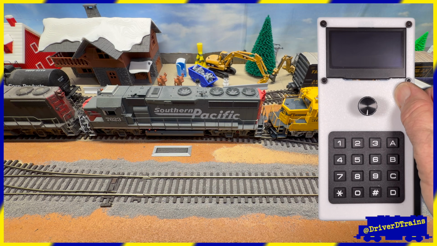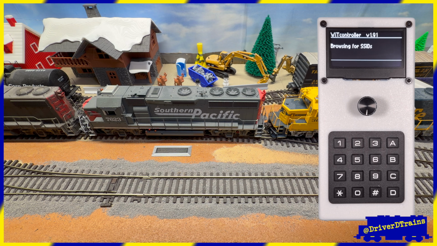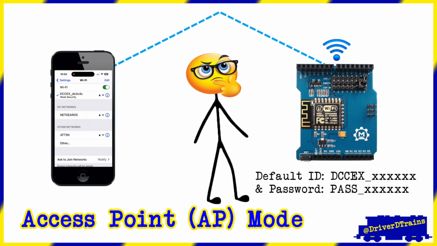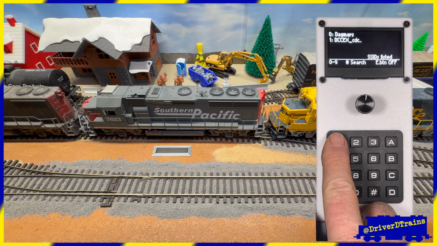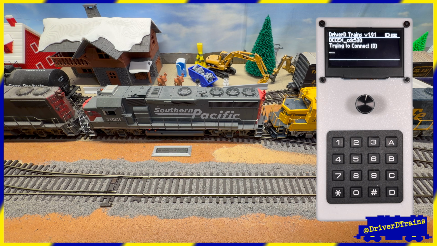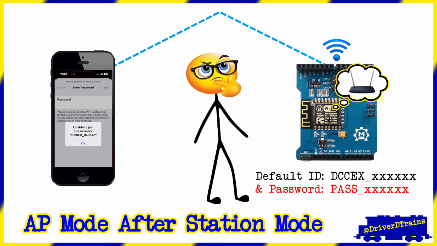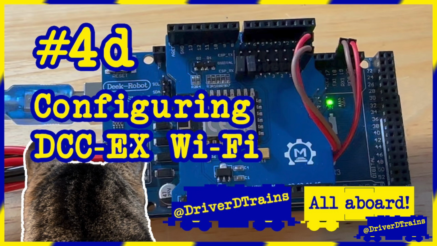When we first turn on the WiTController, it will search for available Wi-Fi networks and ask us which one we want to connect to. This could be either our home Wi-Fi network or our DCC-EX command station running in access point mode. If we are connecting to our command station in access point mode, the WiTController will try to guess its password. This may not always work if our command station is running in access point mode with our station mode password, as I described in my video number 4D, Configuring DCC-EX Wi-Fi.